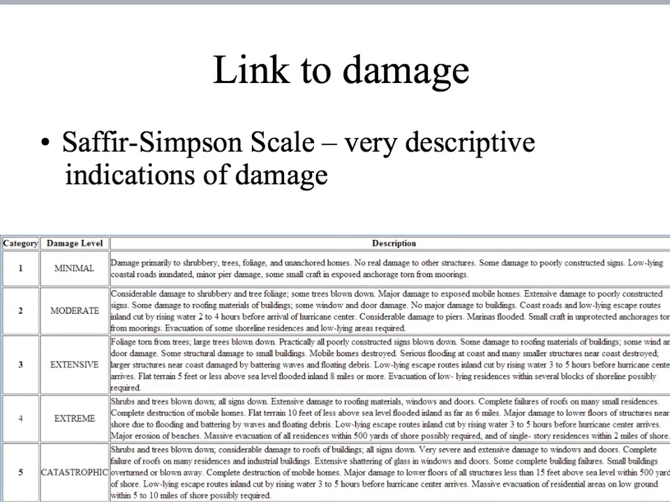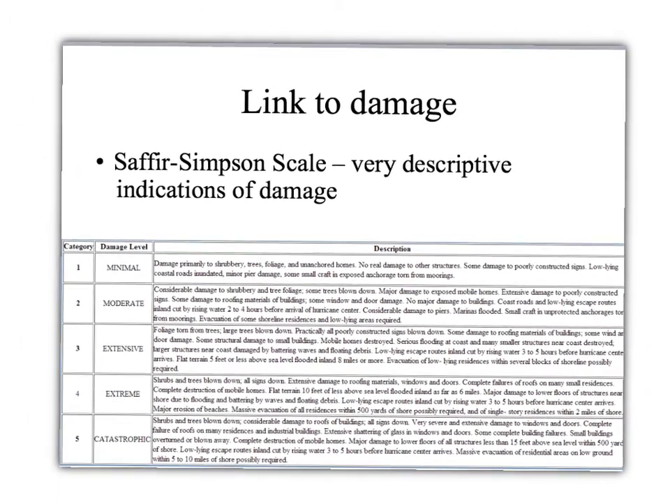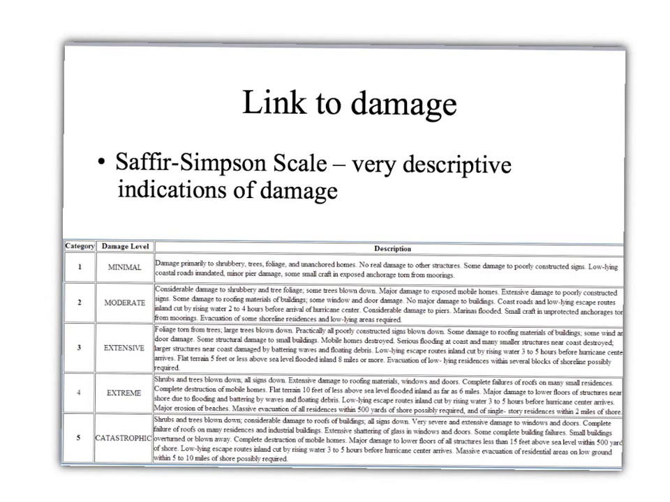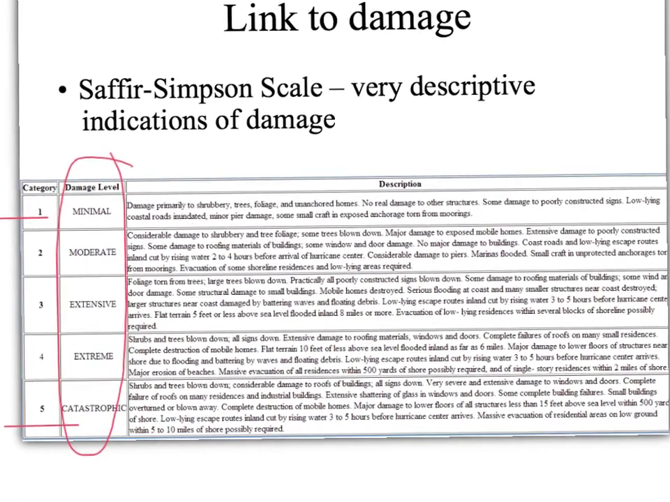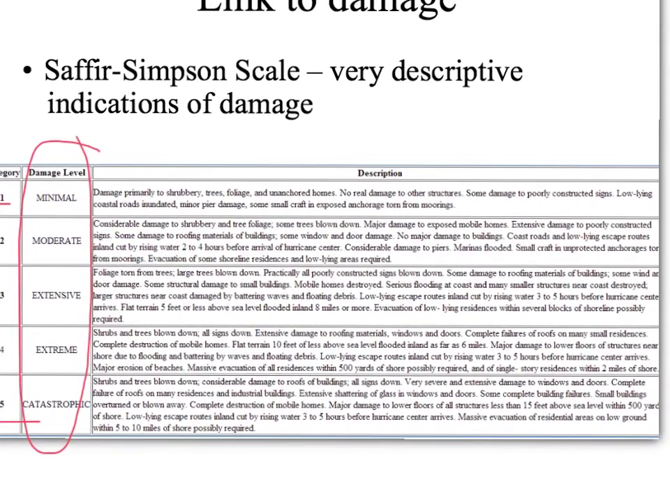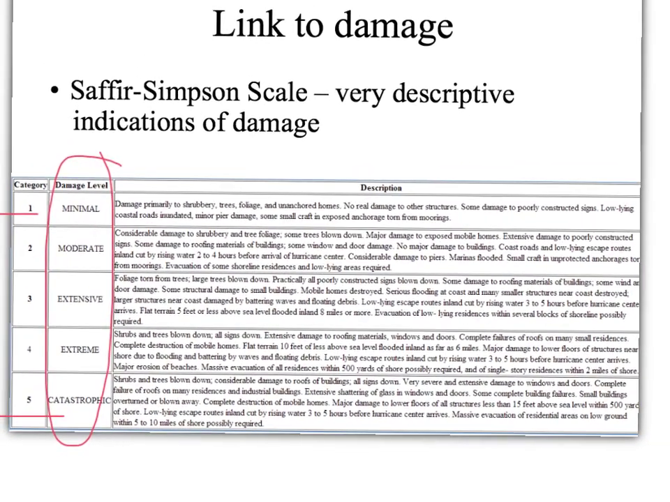The Saffir-Simpson scale not only relates to those characteristics such as storm surge, pressure and rainfall, we can also link it to descriptive indications of damage. So here's an example of the Saffir-Simpson scale linked to damage. So we've got various damage levels relating to Category 1 minimal right down to Category 5 catastrophic. And I'll let you have a read of the descriptions there, but that's the kind of impacts that different category hurricanes can actually have.